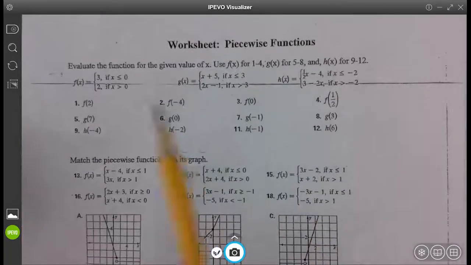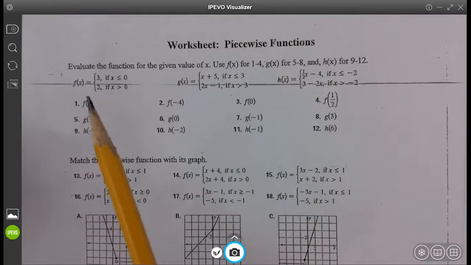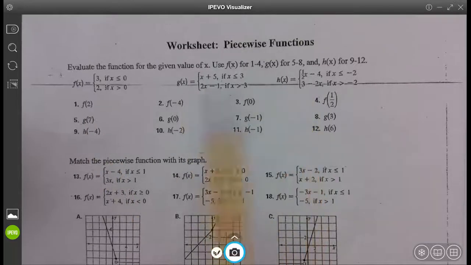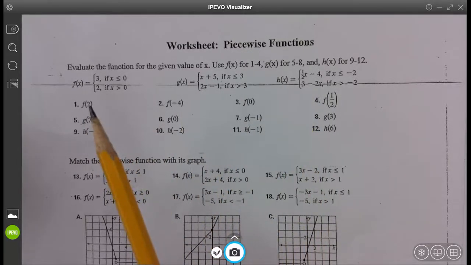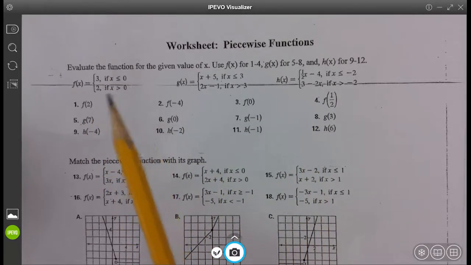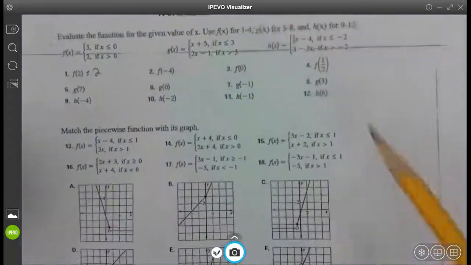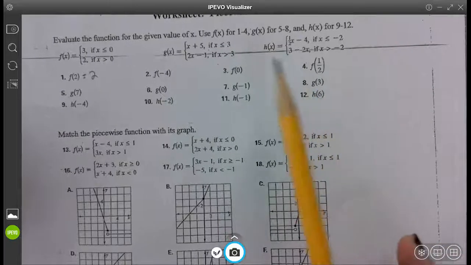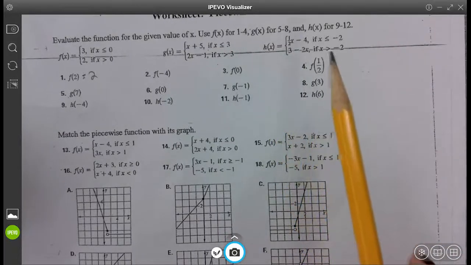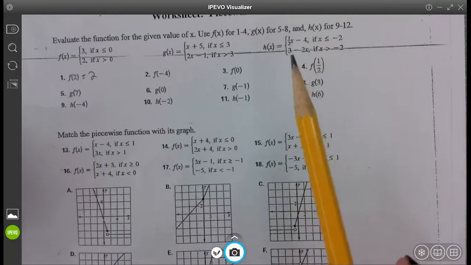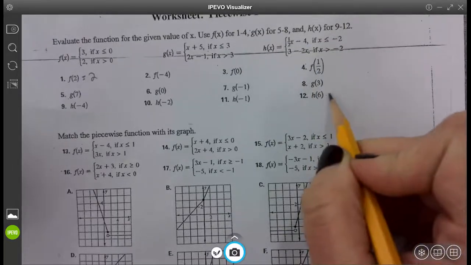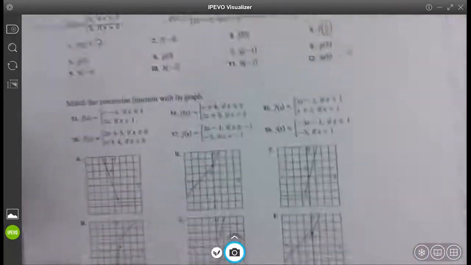The top part, you're just substituting f of 2. Well, I go to the f function on any of these. My x value is 2, which is greater than 0, so my output is 2. Let's try another one. H of 6. So I go to my h function. 6 is greater than negative 2, so I put 6 in here. I get 3 minus 12, which is 9. Okay, so that's how you do those.